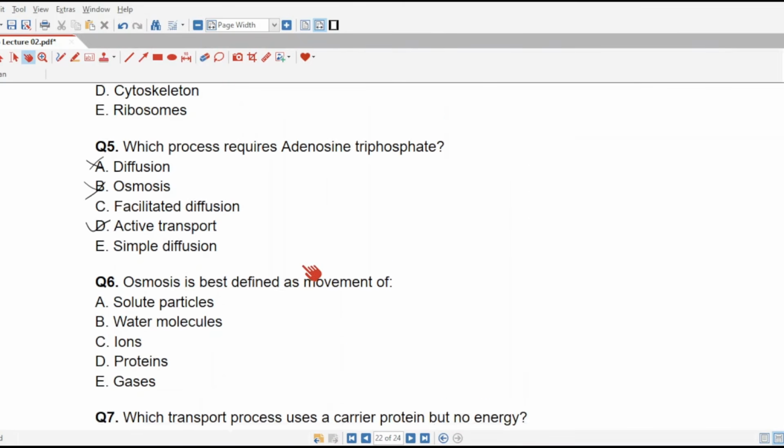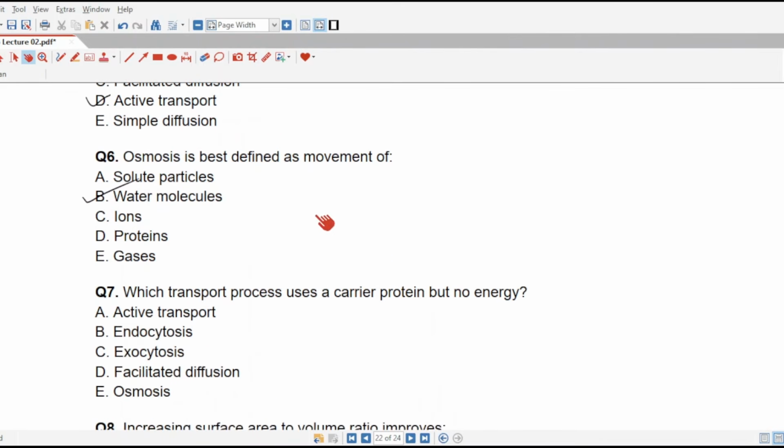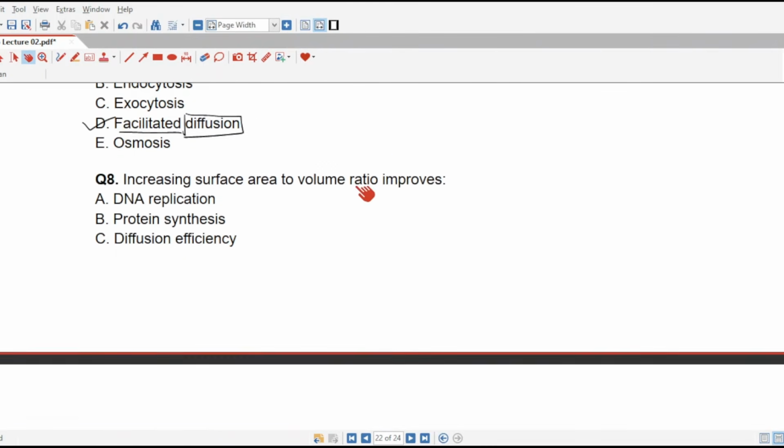Question 6. Osmosis is best defined as? Remember, diffusion means movement of solutes, but osmosis means the movement of water molecules. That's why the answer would be water molecules. Question 7. Which transport process uses a carrier protein but no energy? The answer would be facilitated diffusion. Remember, diffusion never uses energy, but as the word facilitated is attached to it, that means that it will use a transport protein. Question 8.